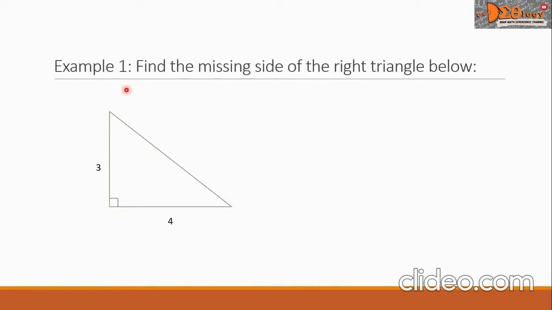Let us have example 1. Find the missing side of the right triangle below. The two sides are given. We can see here that the missing side is side c, which is the hypotenuse. We will use the Pythagorean theorem to solve the problem. c squared equals a squared plus b squared. We will do the substitution now.